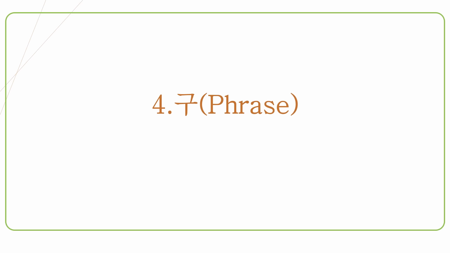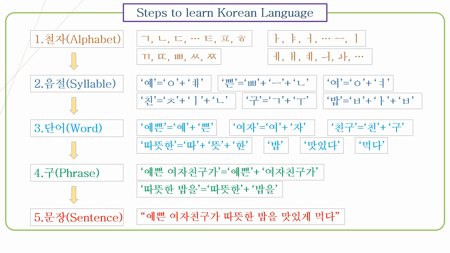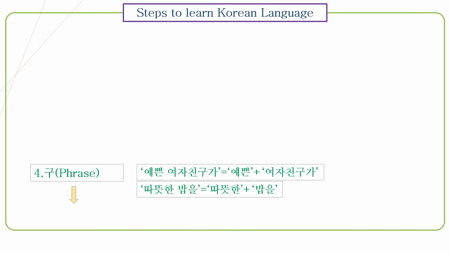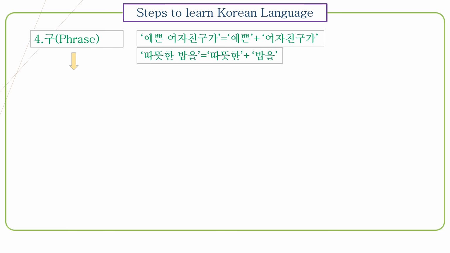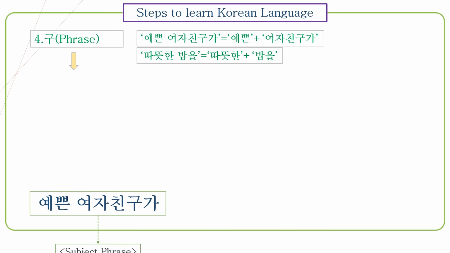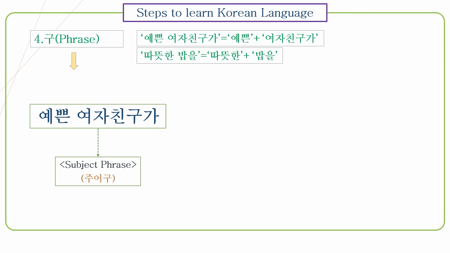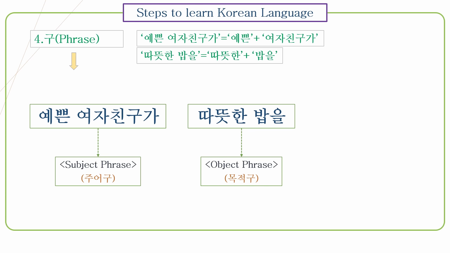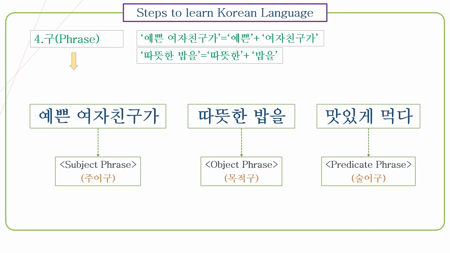Next step is phrase. The phrase has a grammatical role, which is a combination of words. In the example sentence, the first phrase 예쁜 여자친구가 is subject part in the sentence. Next phrase 따뜻한 밥을 is object part. And finally, the last phrase 맛있게 먹다 is predicate part, which completes the whole sentence.